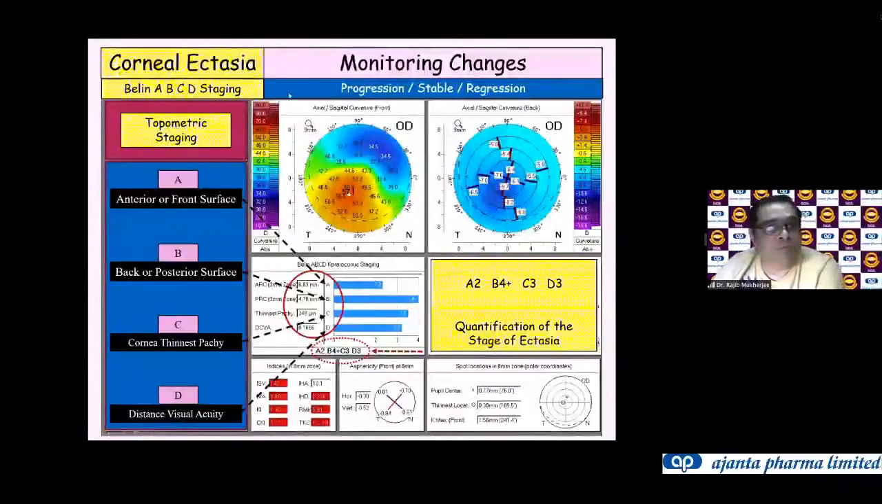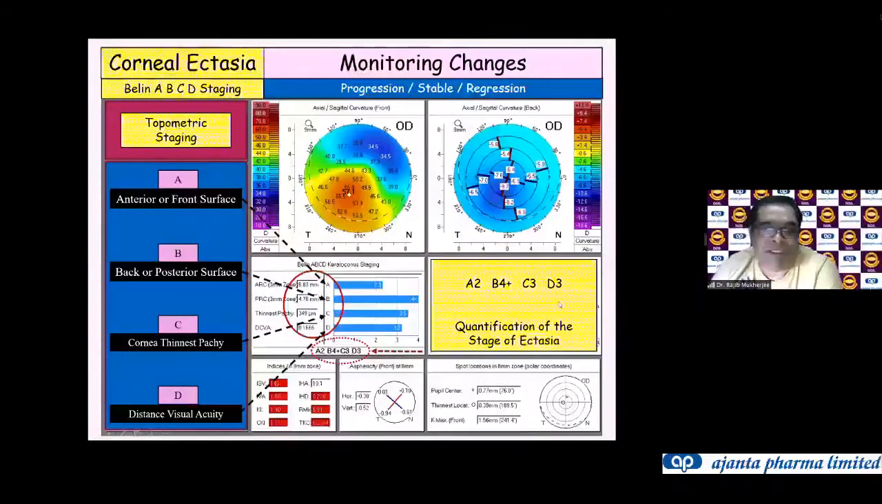Now, the Belin ABCD staging. This is one way the Pentacam can give you quantification of the stage of keratoconus on the day of evaluation on your corneal tomographer. It quantifies the stage on that particular day into A, B, C, and D values, where A gives you the anterior front surface analysis, B is the back surface, C is the corneal thickness, and D is the distance visual acuity. So this particular case is quantified as A2, B4 plus, C3, and D3.